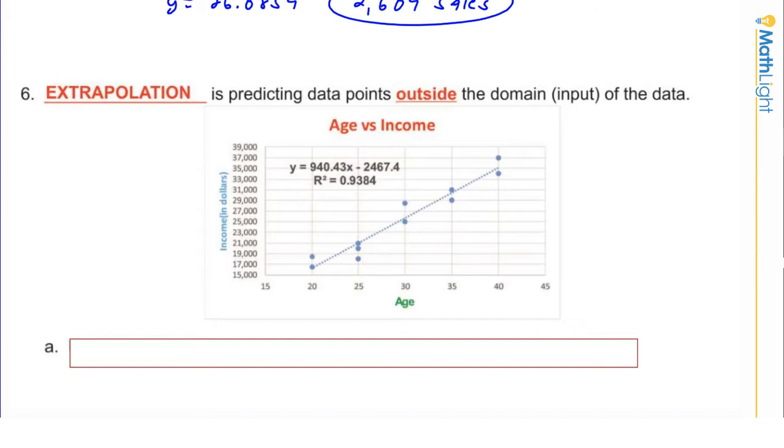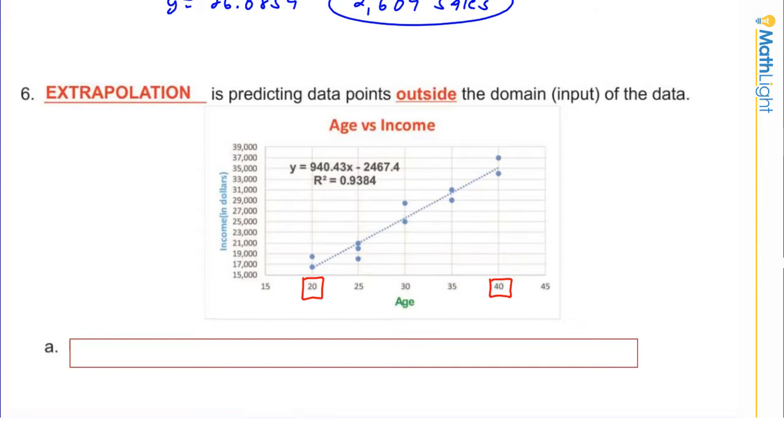Okay, so let's take a look at the domain. Let me grab my red here. The lowest point of the domain is 20. The highest point of the domain is 40. So if I try to predict something lower than 20 or higher than 40, I'm extrapolating. I'm using the current data to predict future data. And I have no current data within the domain that I'm talking about.